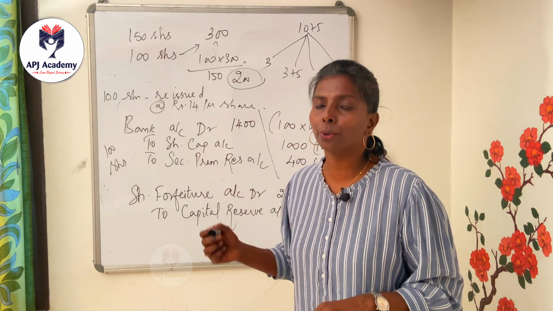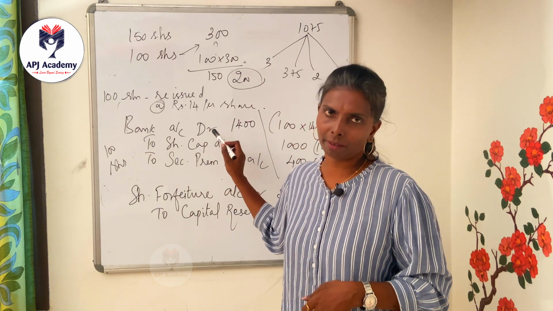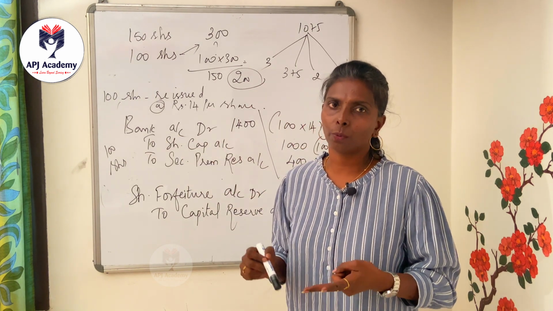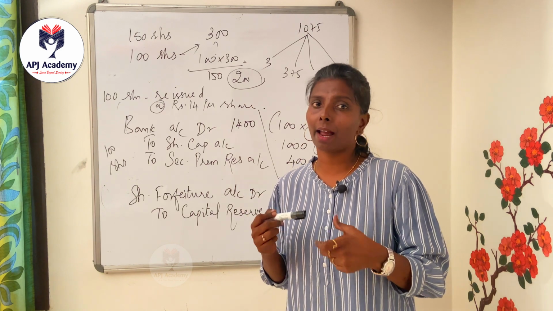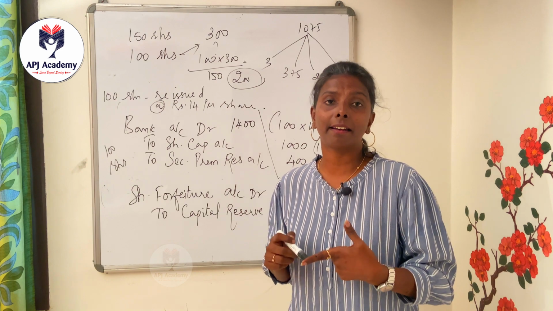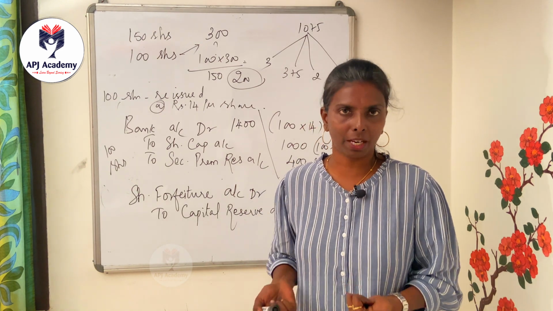When we reissue, cash is coming in, so you all know that bank account has to be debited. But whenever we reissue, we come across 2-3 scenarios, right? We reissue at a discount, at par, or at a premium. So you remember what this problem is all about? We reissued it at a premium. It was reissued at rupees 14 per share, which is a premium.